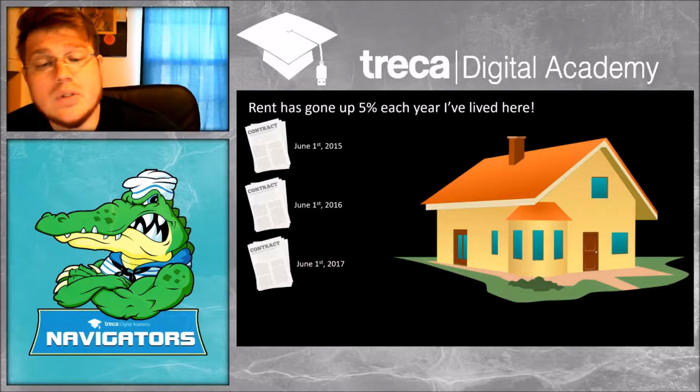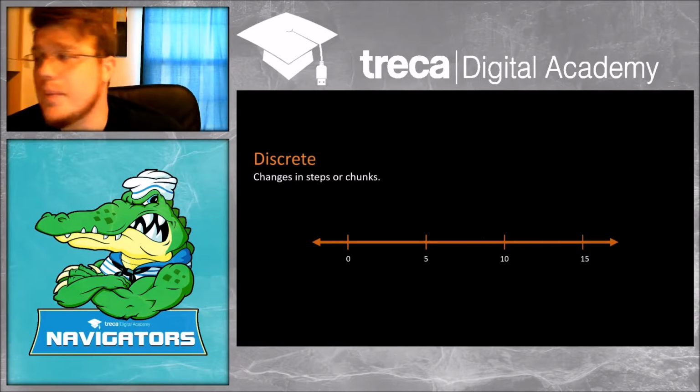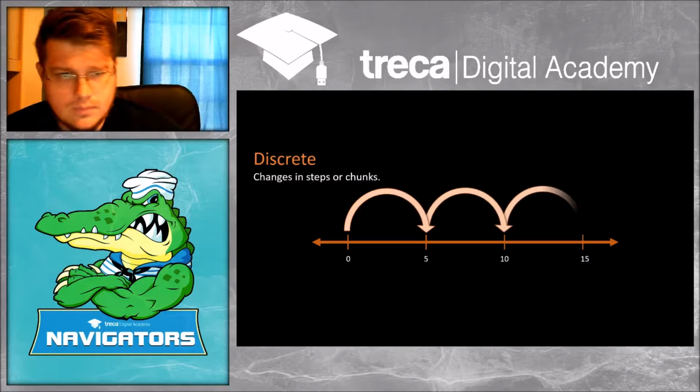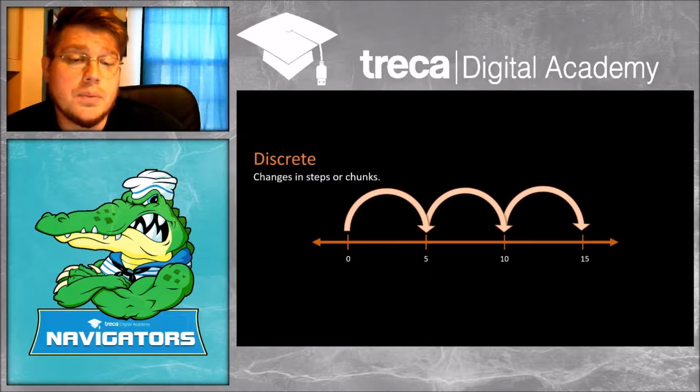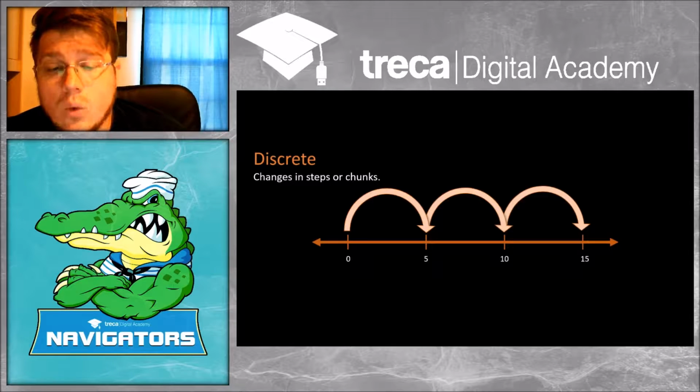Each year, his rent is increased by 5%. This is called discrete change. Discrete change happens in steps or chunks, something like this. His rent goes up once per year, but for 12 months it stays the same. Then it jumps all at once.